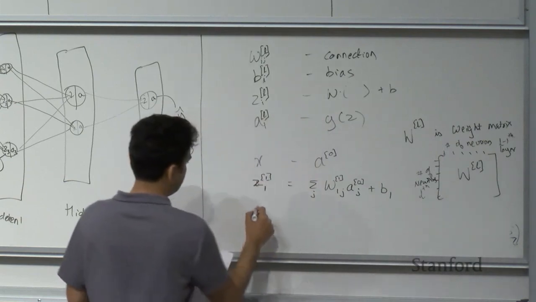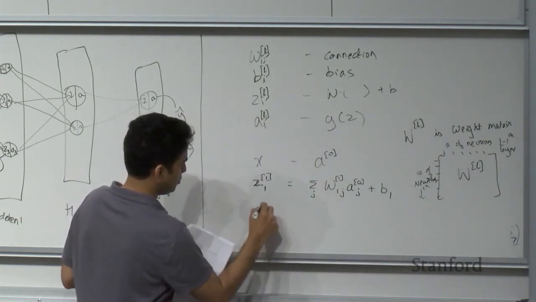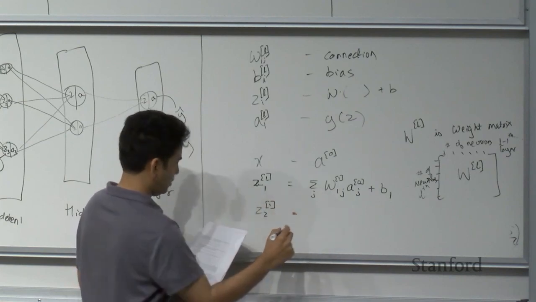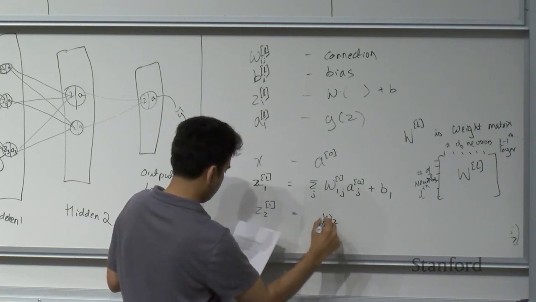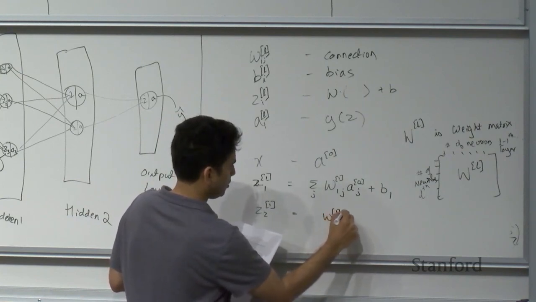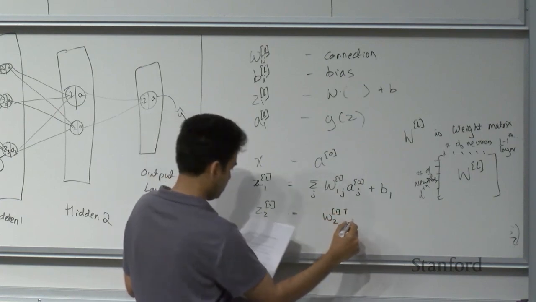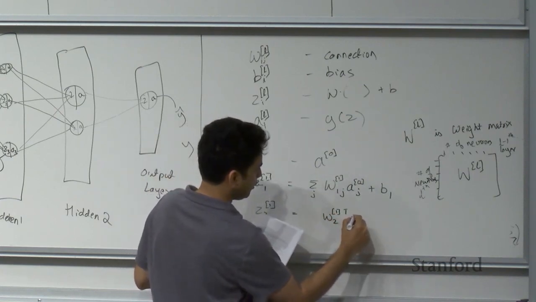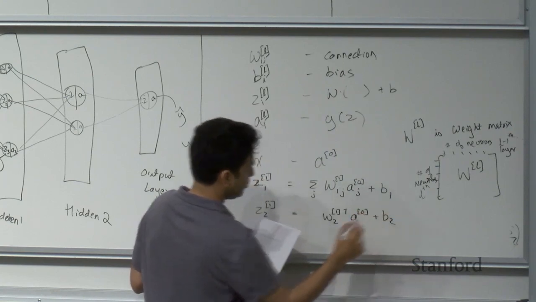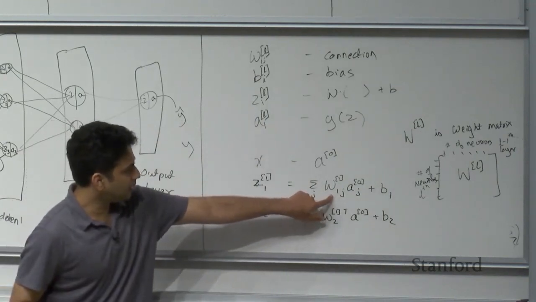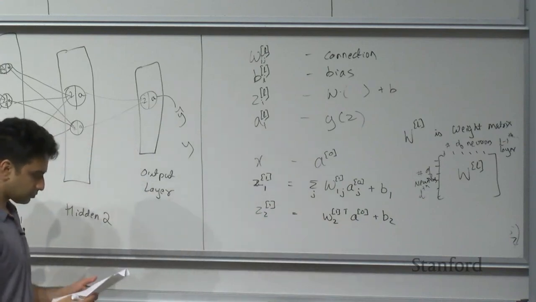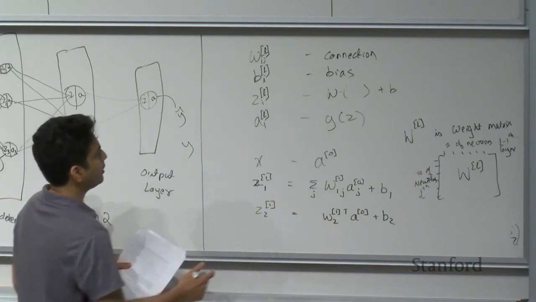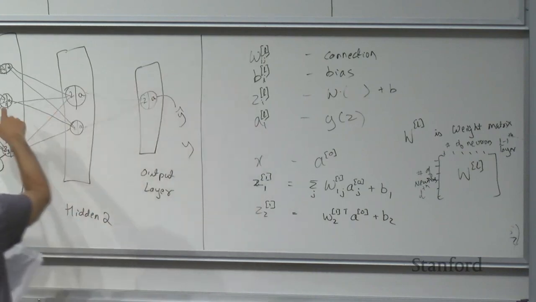And similarly Z2 of 1 is equal to W2 of 1, this time I'm going to write it as a transpose just to simplify, times A0 plus B2. This is just the dot product, and in this version I've written it as a dot product, right? And so on. And so that gives us the collection of Z's.